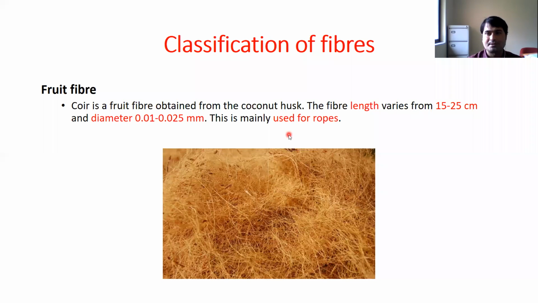Difference between rope and thread: how can we differentiate? Basically it is based on the diameter. If it is crossing 4 mm, then it will be a rope.